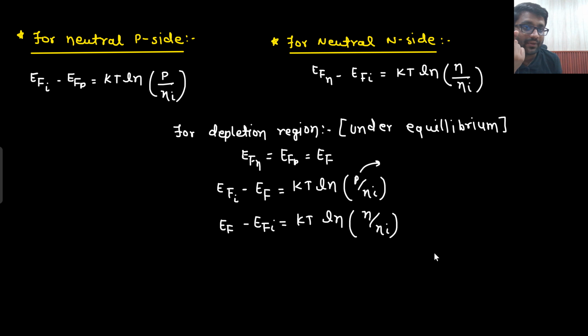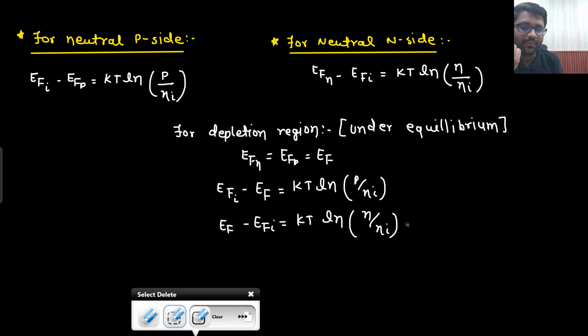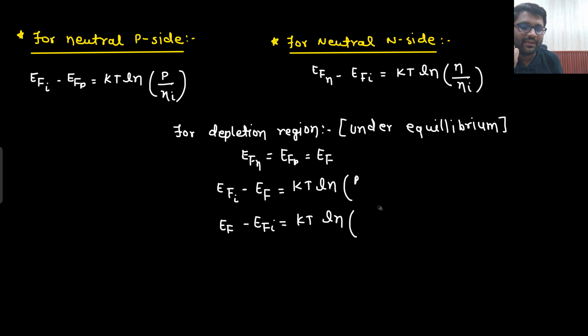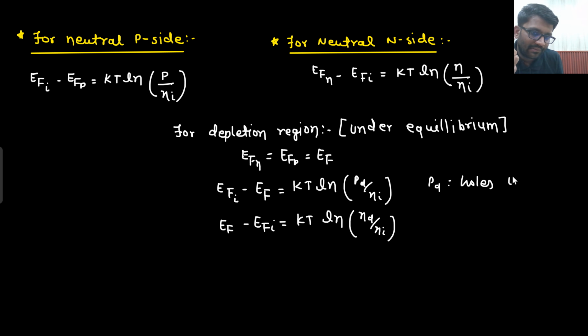Now what is this p? This p is different, okay? This p is of the depletion region. So what I am putting here is p depletion, okay? The number of holes present in the depletion region, and the number of electrons present in the depletion region, okay? Inside the depletion region, what is pD? Holes in the depletion region, the hole concentration in the depletion region.